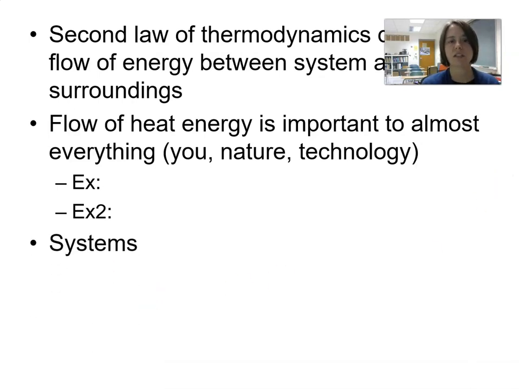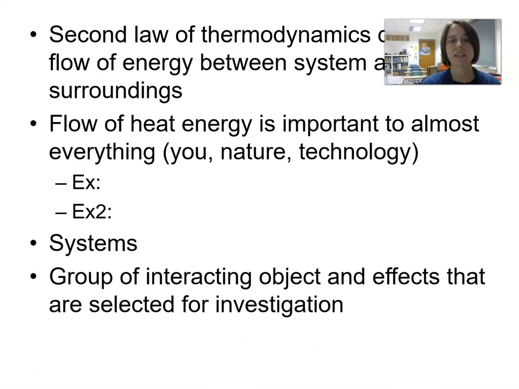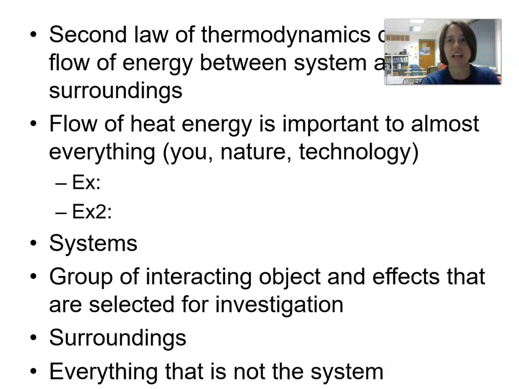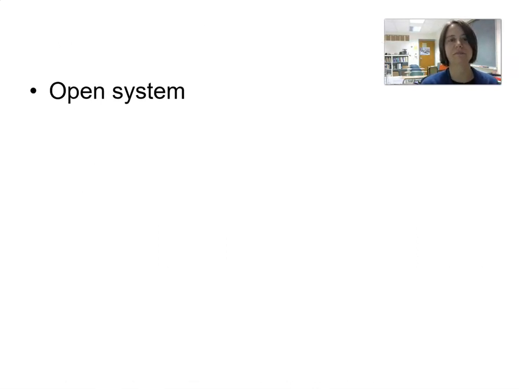Okay, let's talk about what a system is. A system is a group of interacting objects and effects that are selected for investigation. Basically, the system is whatever you want it to be. If I want it to be a beaker, it's the beaker. If I want it to be a test tube, it's whatever's in the test tube. If I want it to be this whole room, it's this whole room. And then the surroundings is everything in the universe that's not in the system.